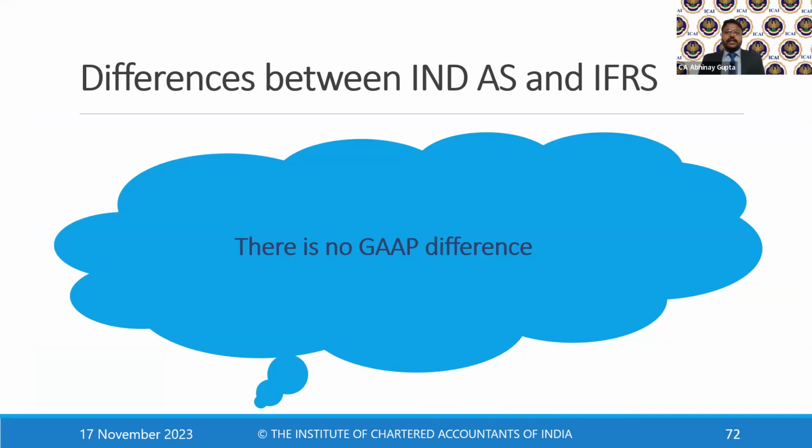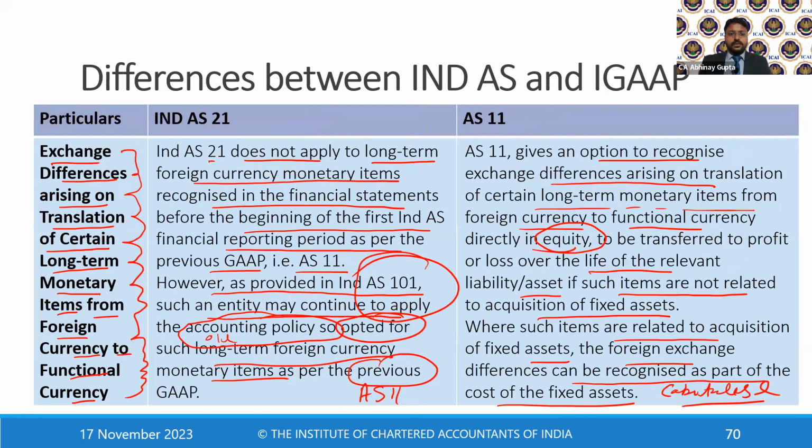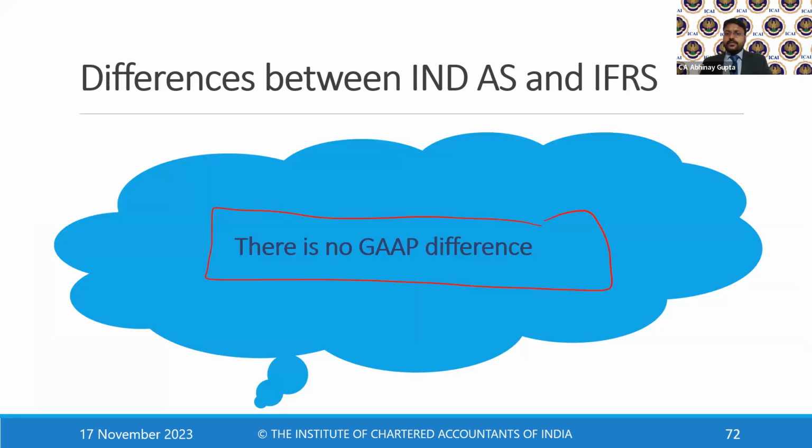Now, as far as Ind AS and IFRS, that is Ind AS 21 and IAS 21 are considered, there is no gap difference, right? However, there could be one just because of the exemption of Ind AS 101, right? As such, there is no direct difference between Ind AS and the IFRS series, correct? So those were the key differences.